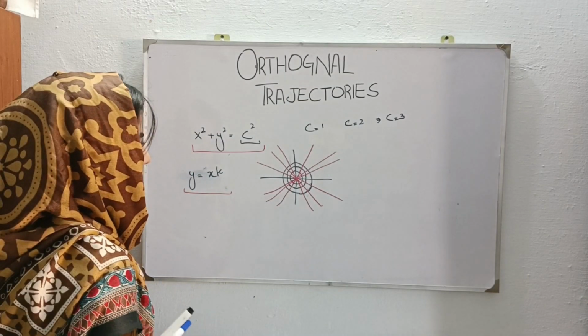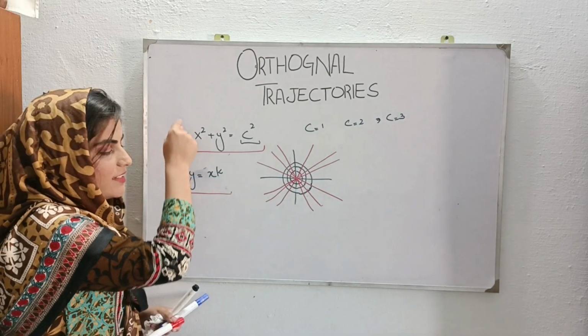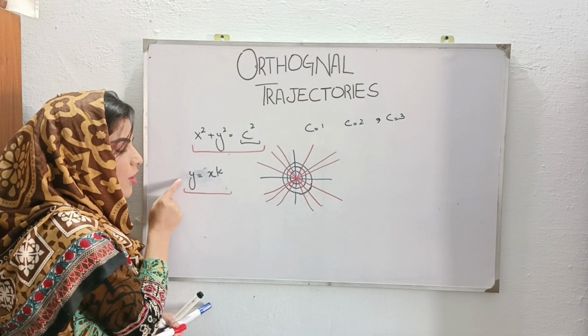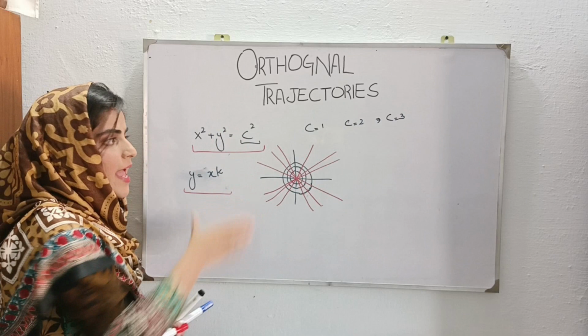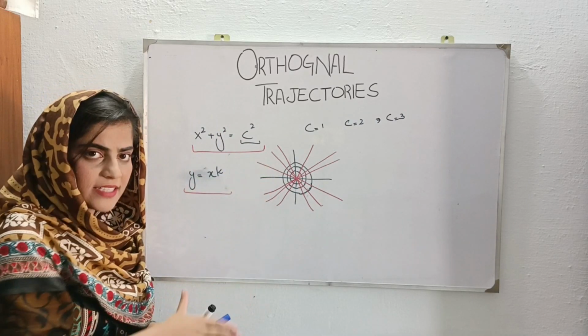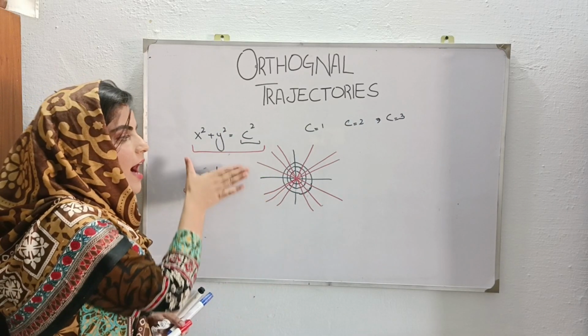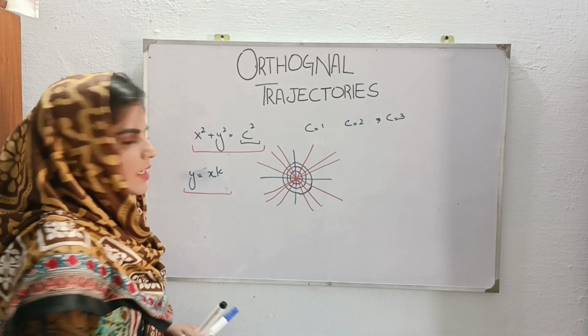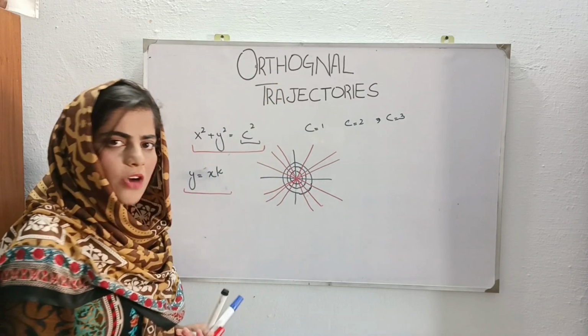So we will say that this family of curves is the orthogonal trajectory of that family of curves, and this is the orthogonal trajectory of this curve. As both curves are intersecting each other, they are the orthogonal trajectories of each other, right?